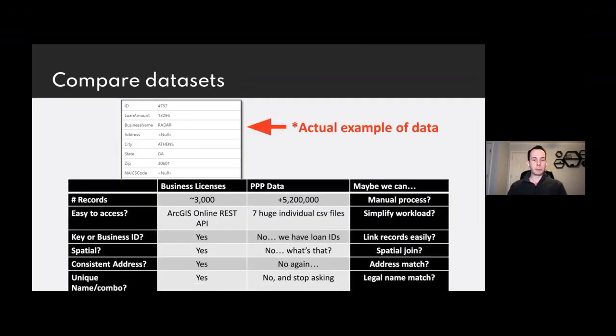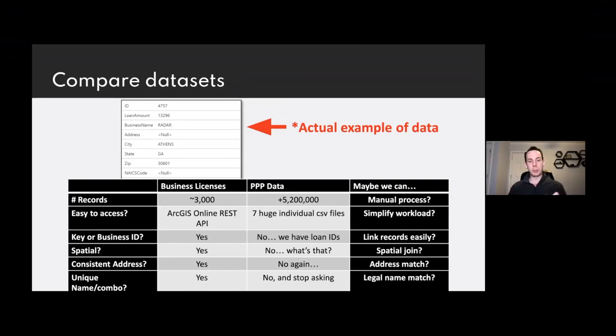So when we started looking at the data from the government, we realized that there are a lot of issues with it. When we're looking at our own business license data, we have about 3,000 businesses in the city. We're a population of around 85,000 people. So it's not unwieldy to go through these things in groups or to use a little bit of manual work. But the PPP data set is over 5.2 million records, which is really great, because that shows how many businesses were helped nationwide. But that's way too many to try to do anything manual with.